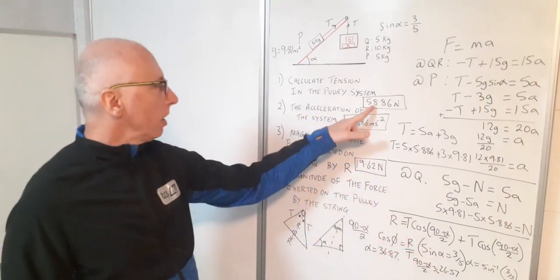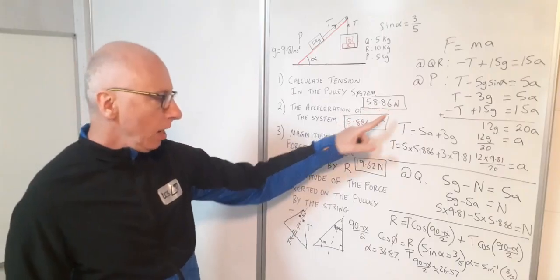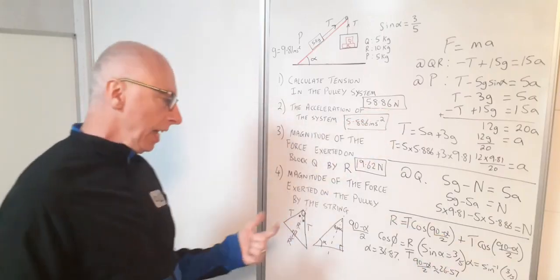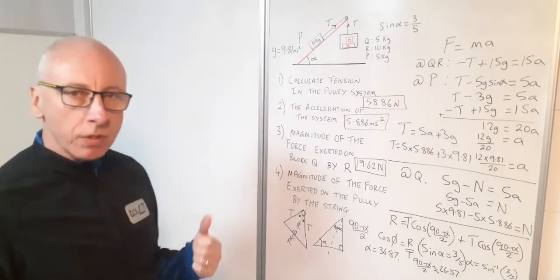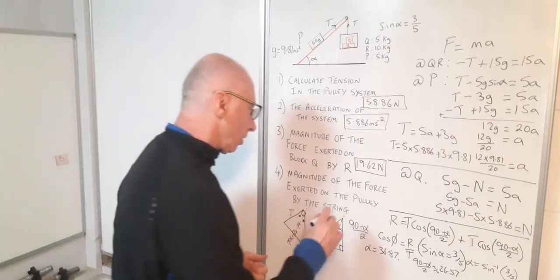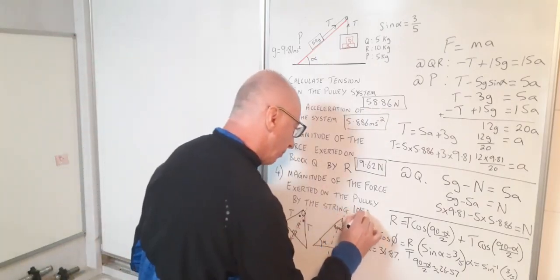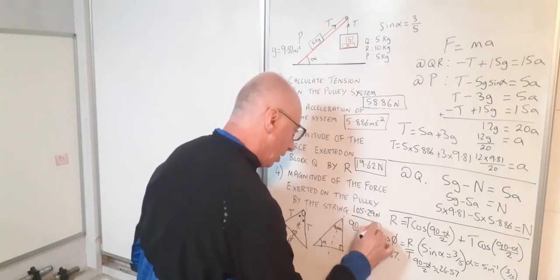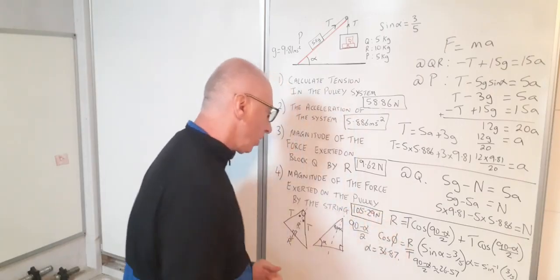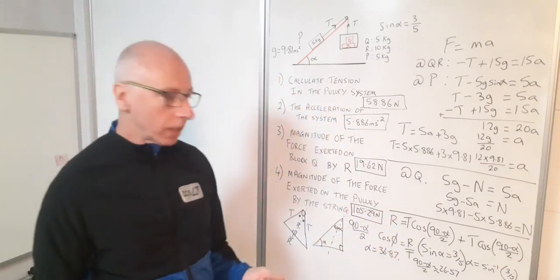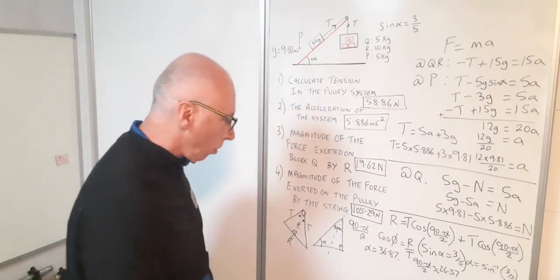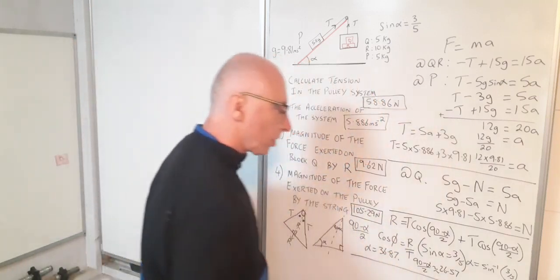So then if I plug that into my calculator, cosine of this angle times T, well, what is T? T is 58.86. If I plug that into a calculator nice and carefully, I should get approximately 105.29 newtons. So that would be the force exerted on the pulley by the strings. That completes all of our questions.